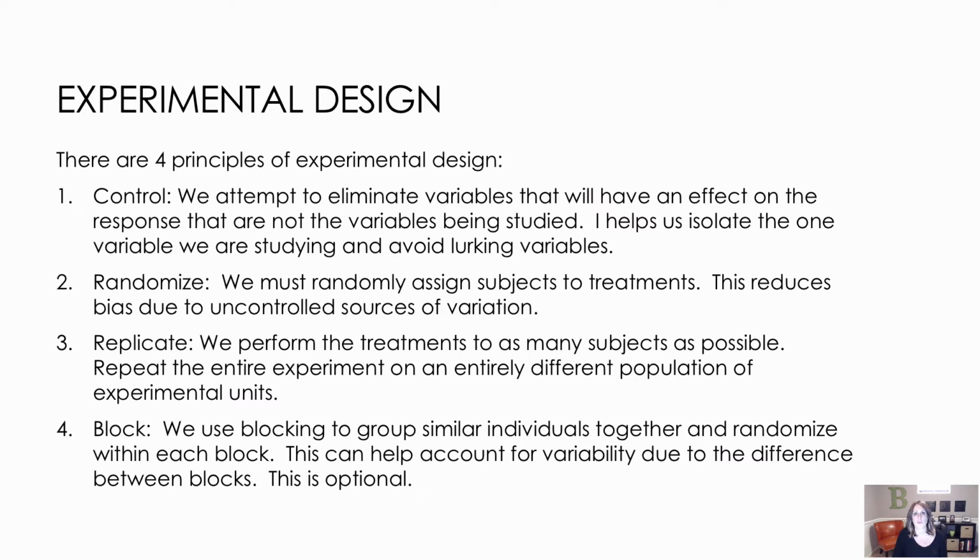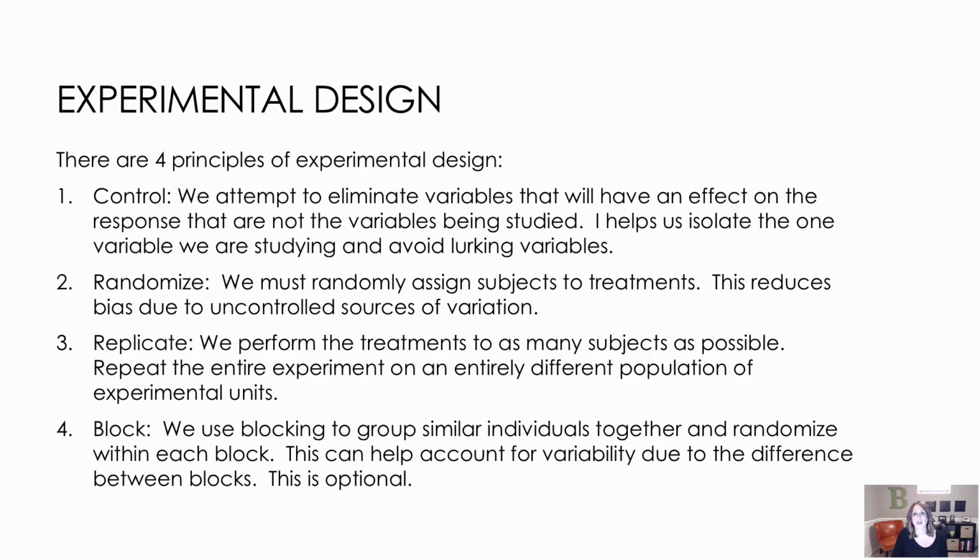One is control. What we're trying to do is control as much as we possibly can. The more things that are not controlled, the more doubt we have as to whether or not changing one factor actually had an effect on the response variable. So again, we're trying to control everything that we are not studying, so that we can look at the effect of what we are studying.